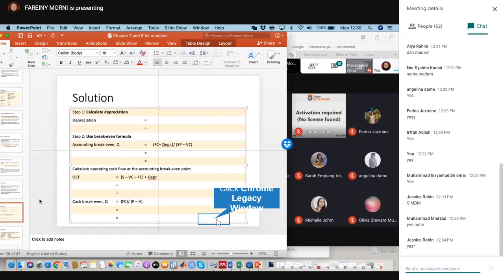So first step, we calculate depreciation. Then we use the break-even formula for accounting break-even. All right. And then after that, you calculate the OCF. And then you calculate the cash break-even. Okay, try to calculate first.